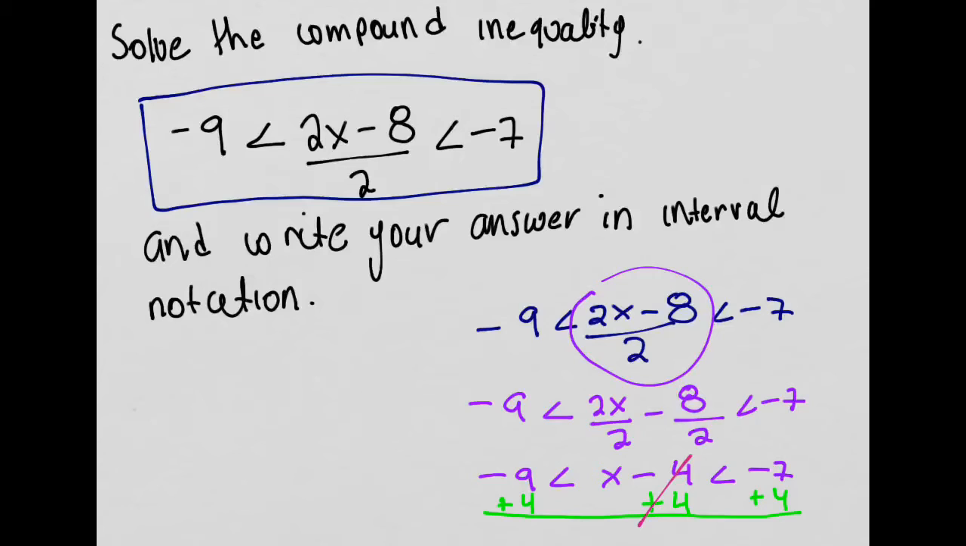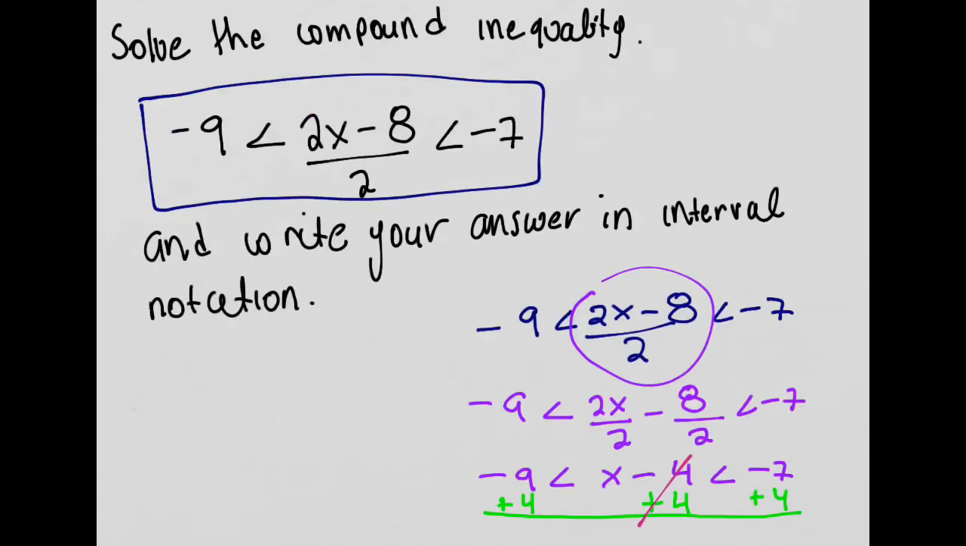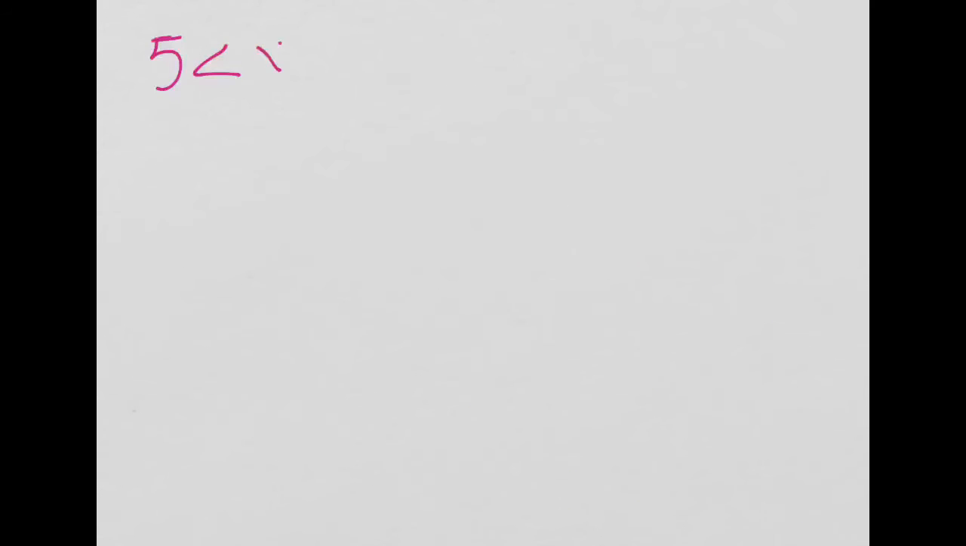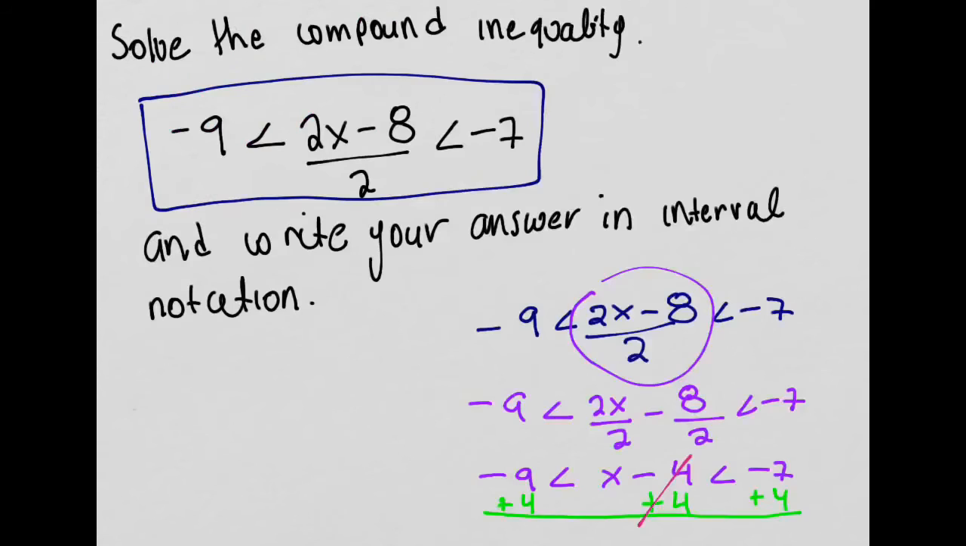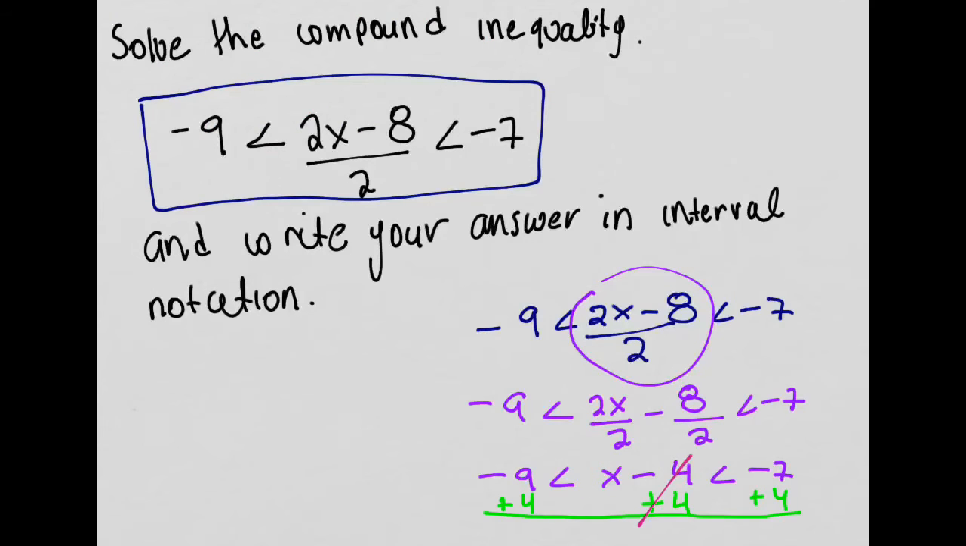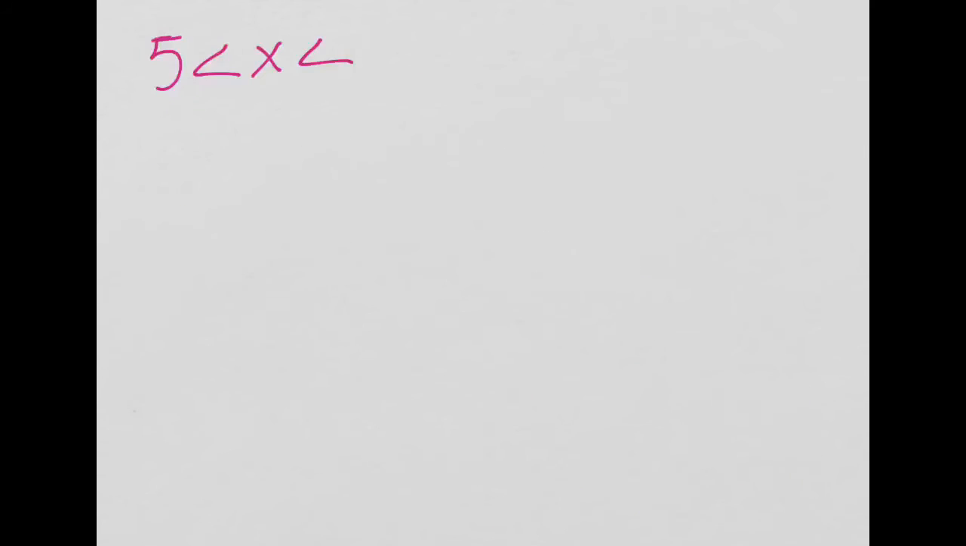Cancels there. And we're going to have negative 9 plus 4. That's going to give us 5. Okay. Then we have less than. We have the x inside. We no longer have the 4. So then we have the less than. And negative 7 plus 4, that's going to give us negative 3. Okay, so if you notice, the x is already by itself.